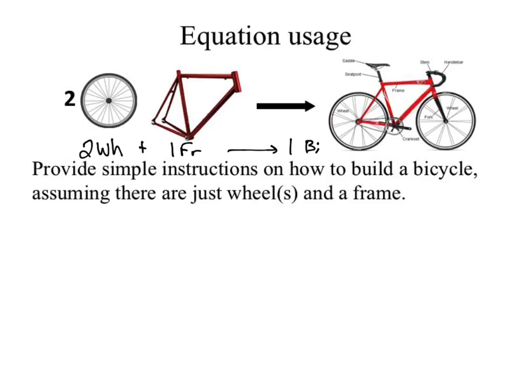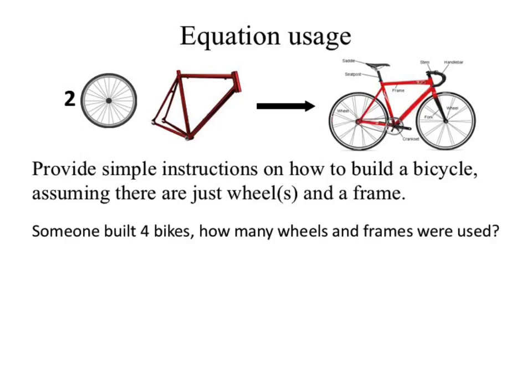That's one of the reasons why we invented moles: I can't deal with that scale up so big. So what do I do? I take that scale up and say, let's just call that a mole. Now it's back down to normal numbers. That's the point of a mole. So if we now have simple instructions on how to build a bicycle, someone built 4 bikes. How many wheels and frames were used? That's always fun. Everyone goes, I can do this. It's 4 wheels. Damn it.